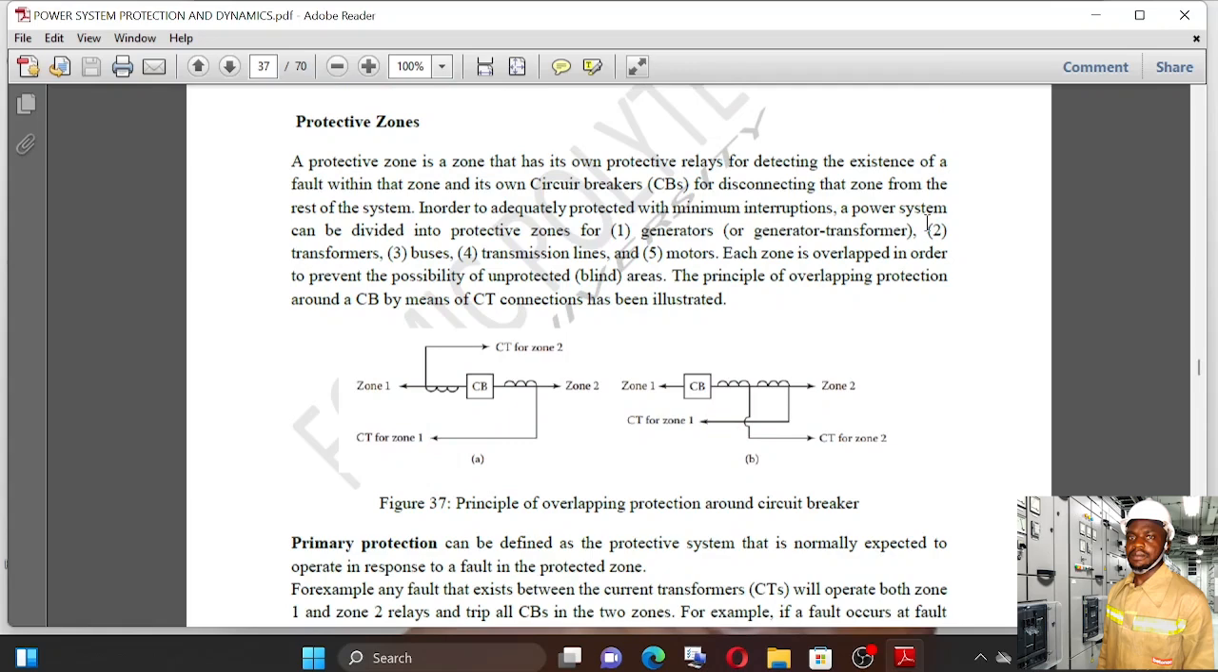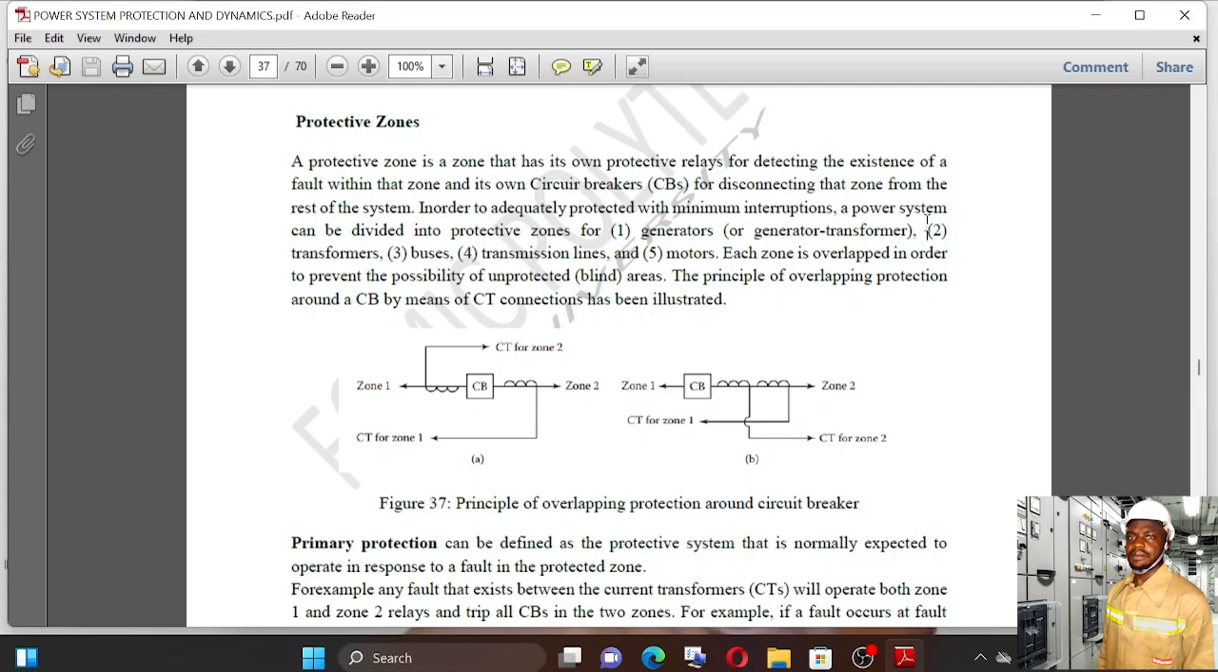Zones of protection are simply zones in which, if there is a fault within that protective zone, the circuit breakers within that protecting zone operate. So a power system network can be divided into several protective zones, right? If there is a fault in one protective zone, the relays and the circuit breakers in that protective zone are the ones to operate.